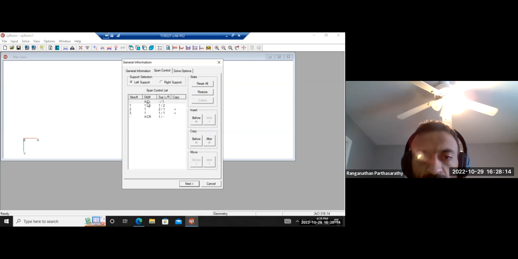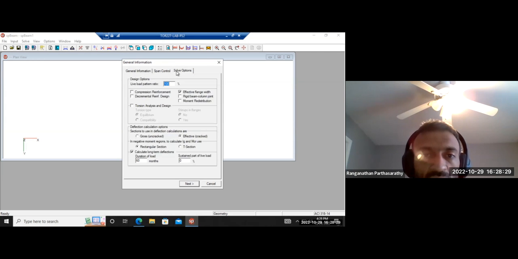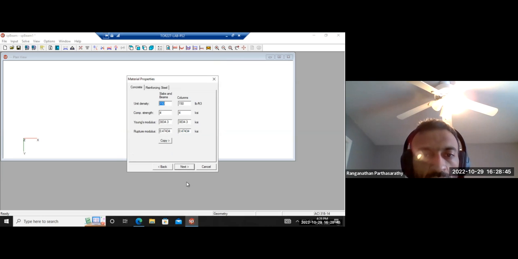Span control. This one is fine. I think this one is XCL, means it's saying not a cantilever. Okay, that's fine. In solve option, you can see here it says moment redistribution. You have to check it. And now we can go to next.